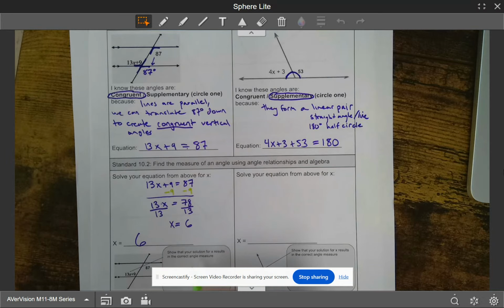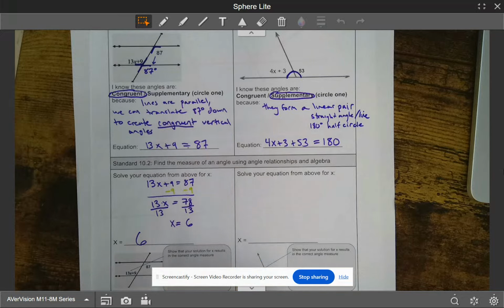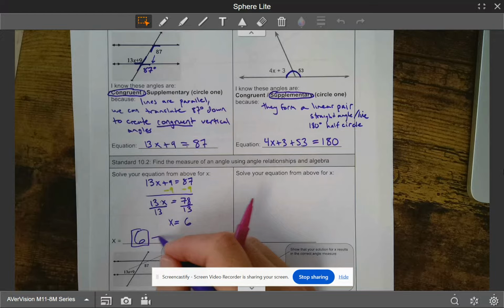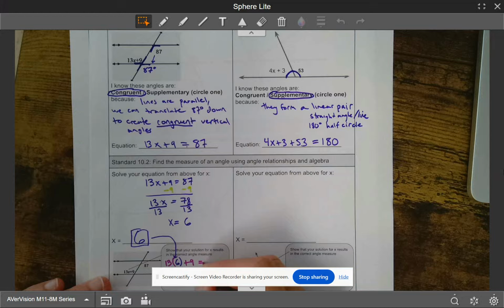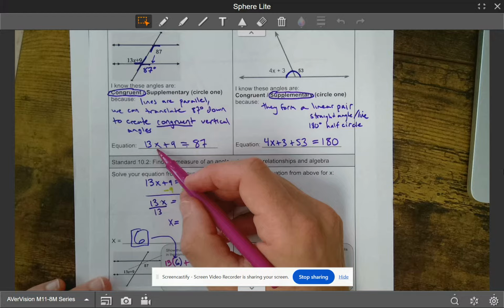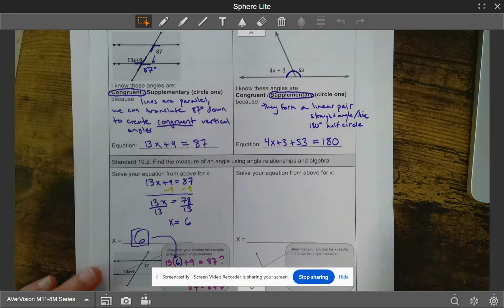Now, how do we show our solution for x results in the correct angle measure? That means we're going to check our equation. Instead of x, we're going to put 6. We're going to take this value and substitute it in for x. 13 times 6, plus 9, does that equal 87? Again, we're just checking to see, is this equation true if we have 6 substituted for x? 13 times 6 is 78. 78 plus 9. Does that equal 87? Yes, 87 equals 87. Check.